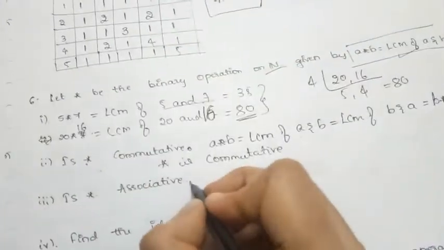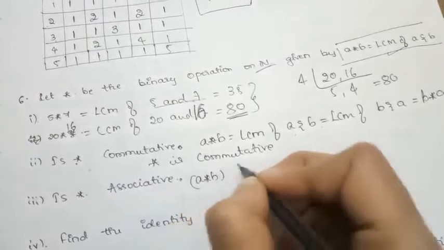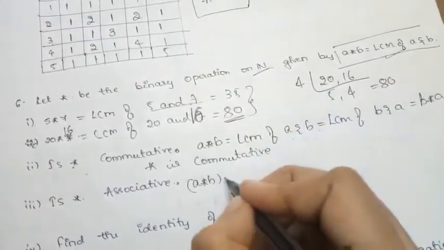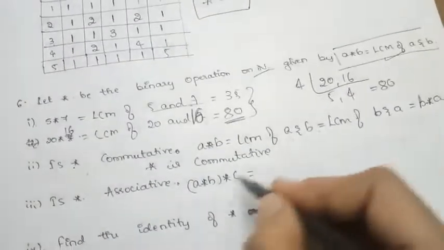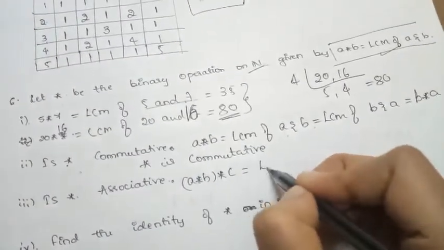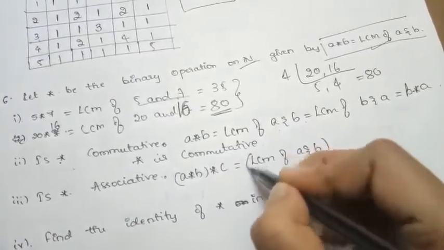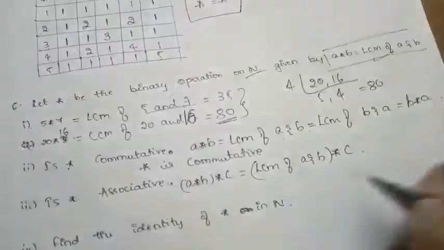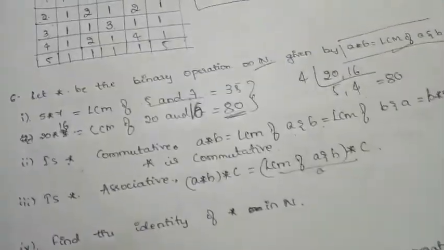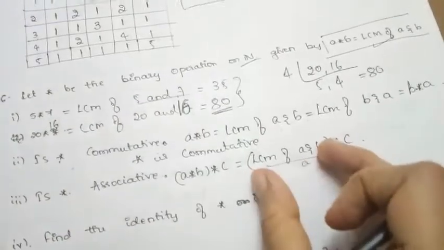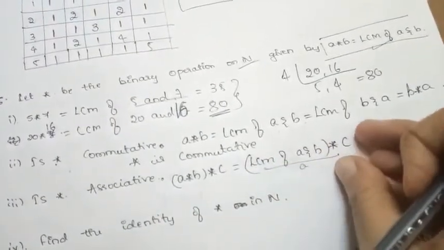Similarly, checking for the associativity, if I take the LHS, that is (A star B) star C, it is nothing but like this. What does A star B say? It is saying LCM of A and B, star C. Now if I take this one as our A and this one as B, what we got is LCM of A and B, and to that number I am applying the star.